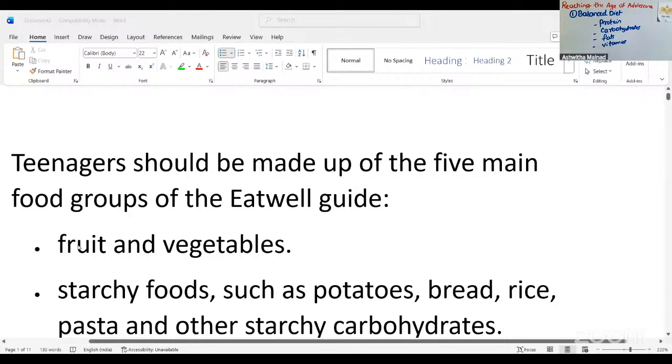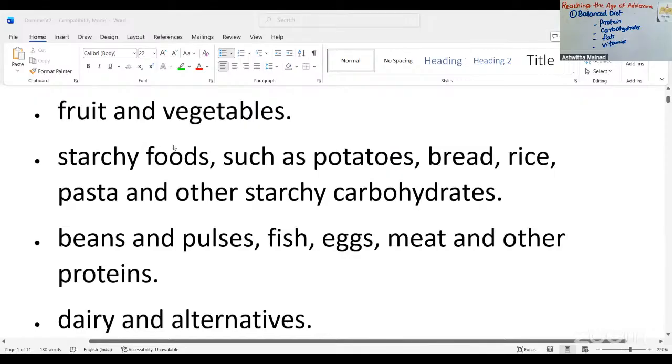Okay. The first thing is that teenagers should eat the five main food groups of the Eatwell guide.